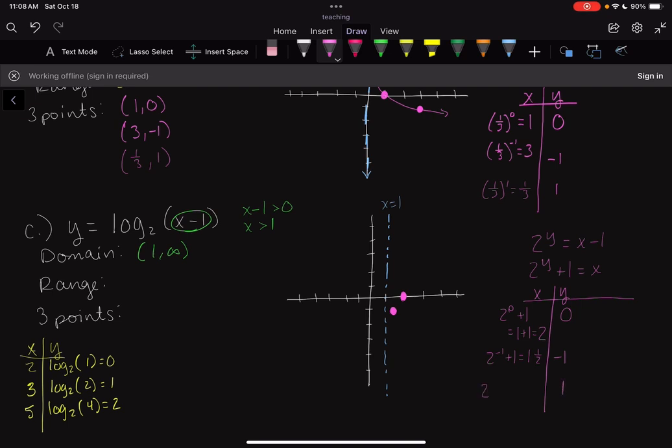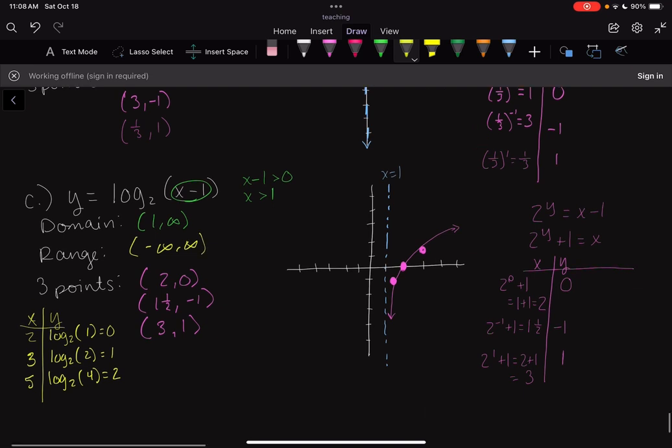If I plug in 1, I get 2 to the 1 plus 1. So that's 2 plus 1, so that's 3. So I get 3, 1. Some of the points we ended up getting the same ones. But it really is up to you. Whatever you feel more comfortable with is perfectly fine. So I got 2, 0, I got 1.5, negative 1, and I got 3, 1. My range is negative infinity to infinity. I can have whatever y value.